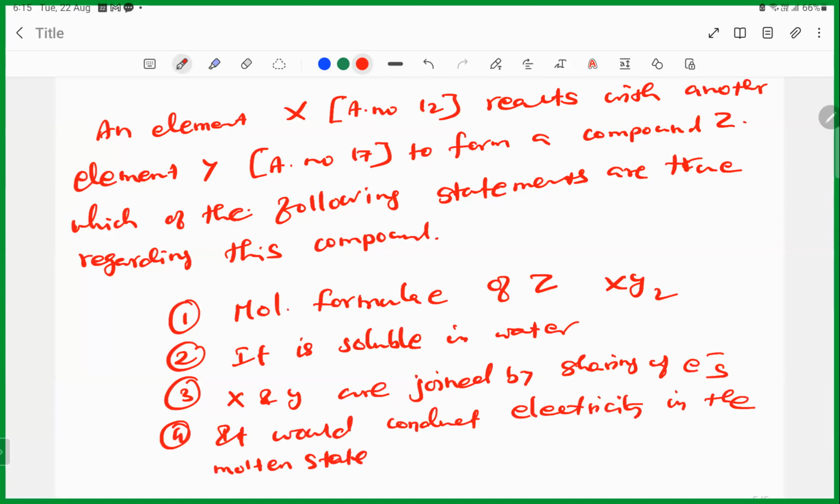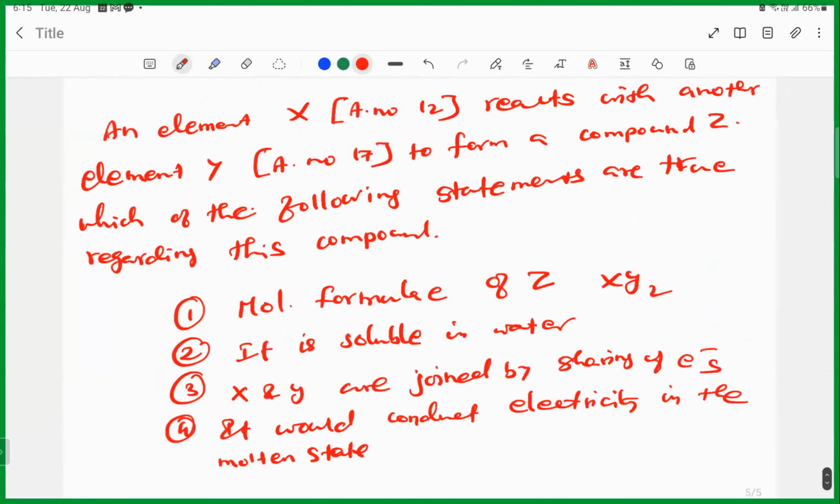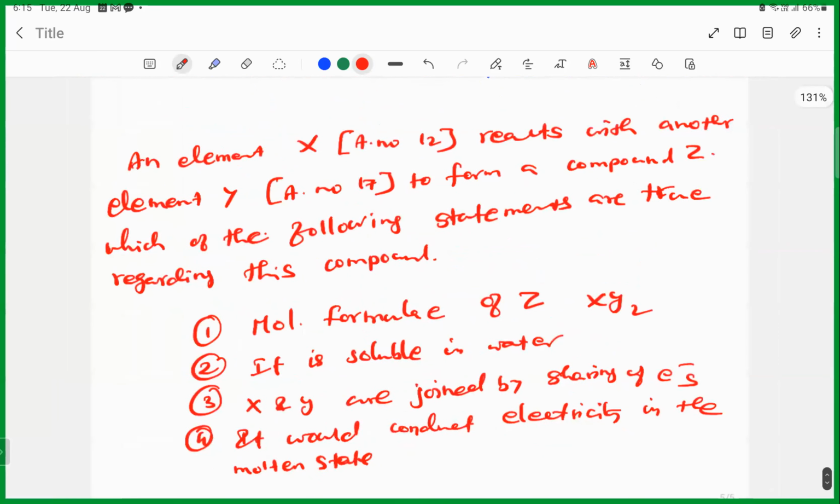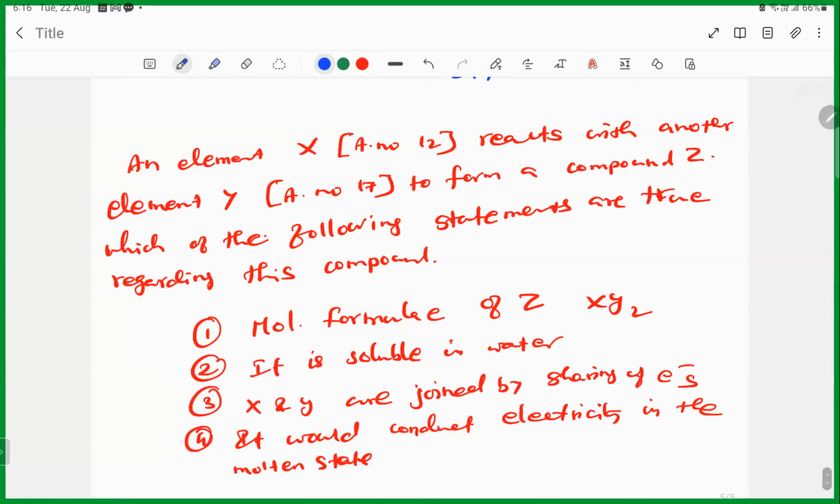You tell me, which is correct? The options given: A is 2 and 3. B is 1 and 3. C is 1, 3, 4. D is 1 and 4. Which one?